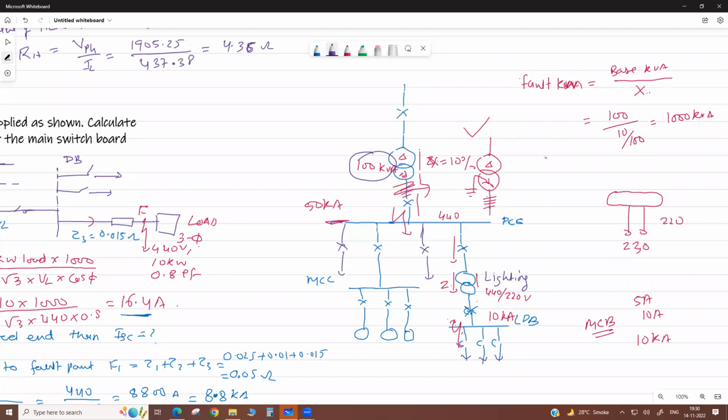Then we calculate the short circuit fault current, that is fault kVA divided by √3 into line voltage. If we calculate an HT side fault or LV side fault, we take the HV side voltage or the LT side voltage accordingly. But here it is a simple one.